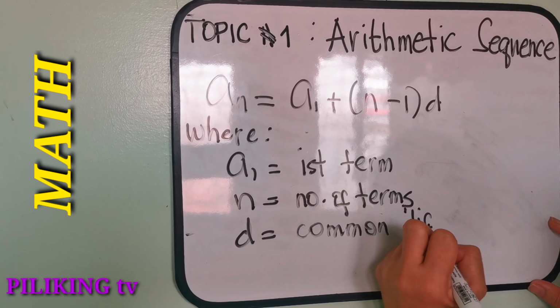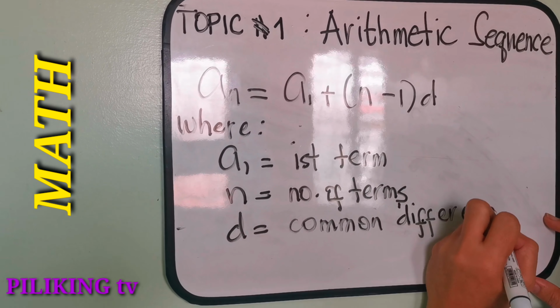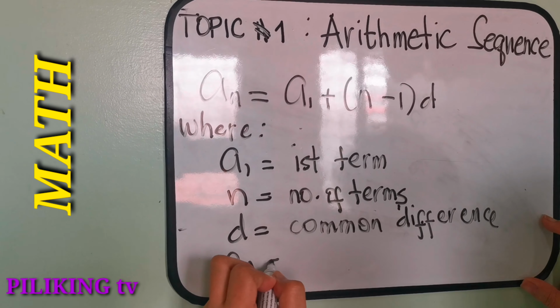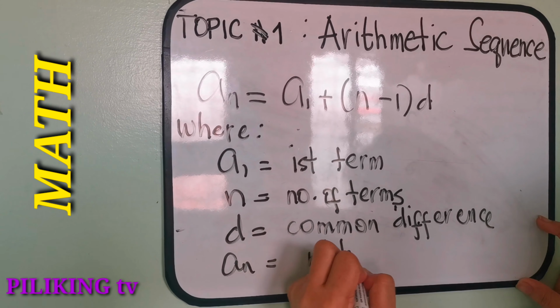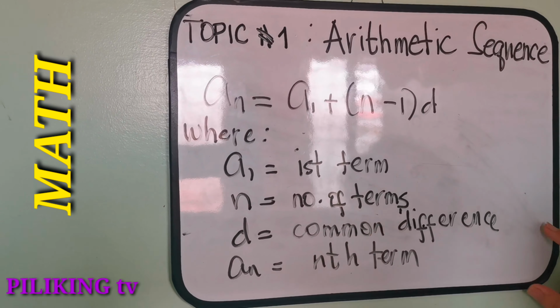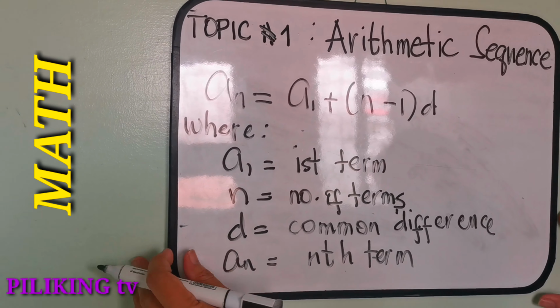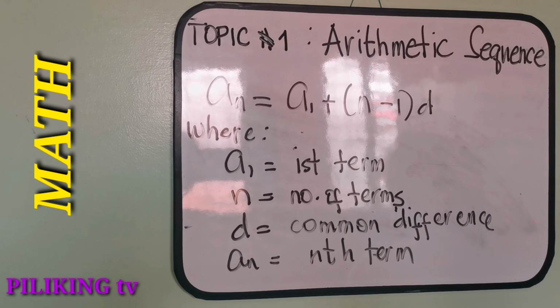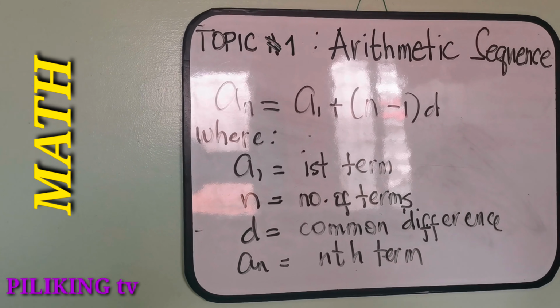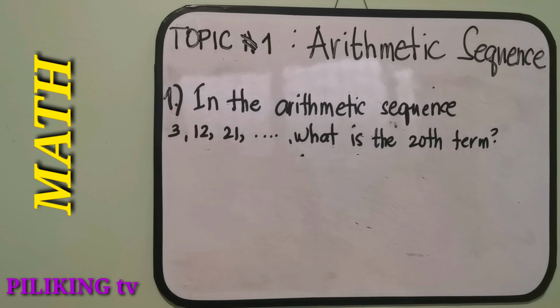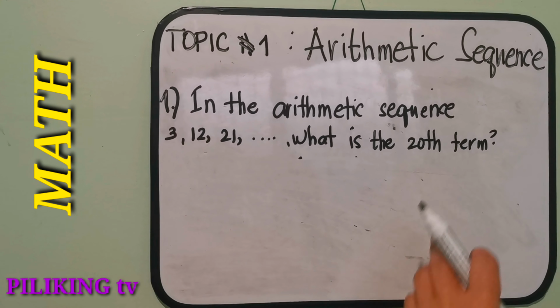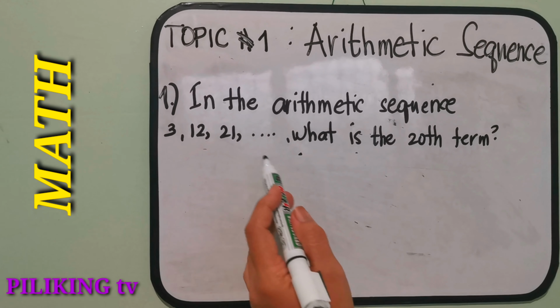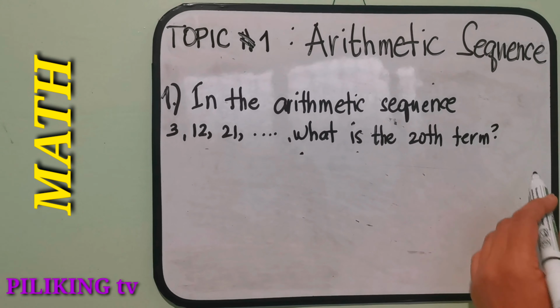Common difference. And then we have A sub n, so that is the nth term. Okay, so that is the formula in finding any term, the nth term, of any arithmetic sequence. So let's have example number 1. In the arithmetic sequence 3, 12, 21, what is the 20th term?